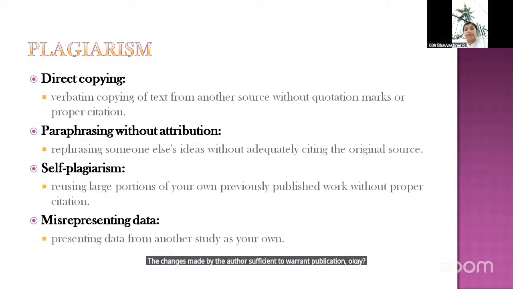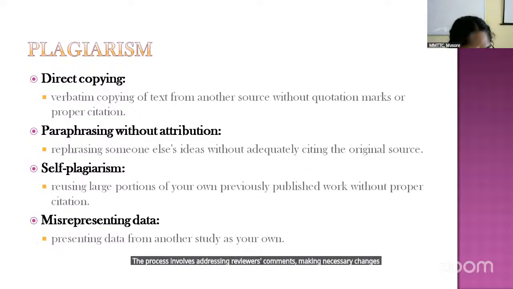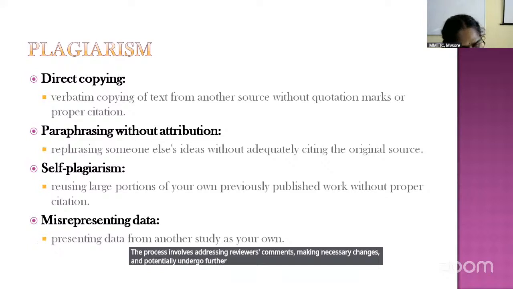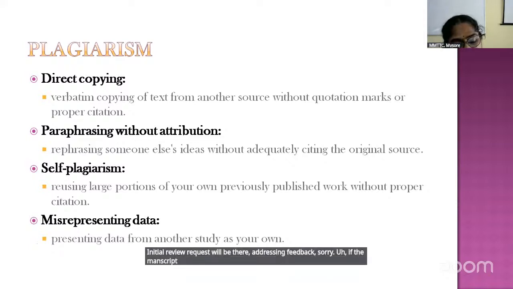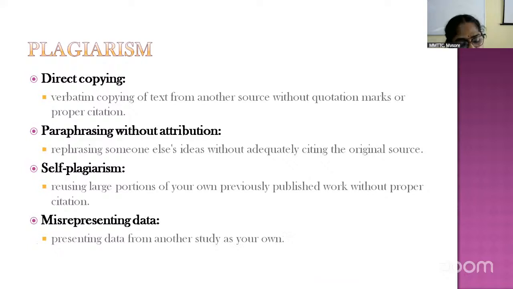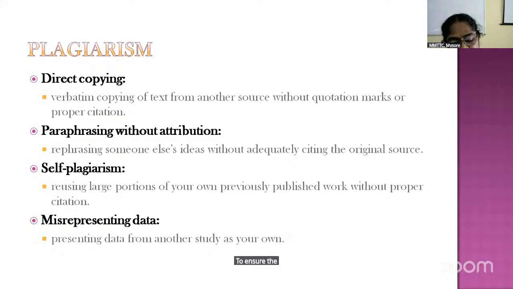The process involves addressing reviewers' comments, making necessary changes, and potentially undergoing further review. Initial review request will be there, then addressing feedback. If the manuscript is not accepted outright, the journal may request revisions, indicating they see potential in the work. Re-evaluation: the revised manuscript and response are then re-evaluated by the reviewers to ensure the changes are sufficient and the concerns have been adequately addressed.